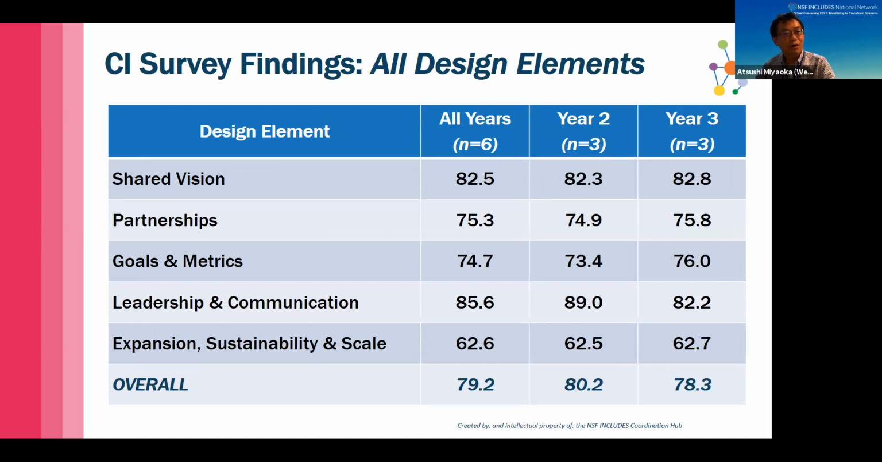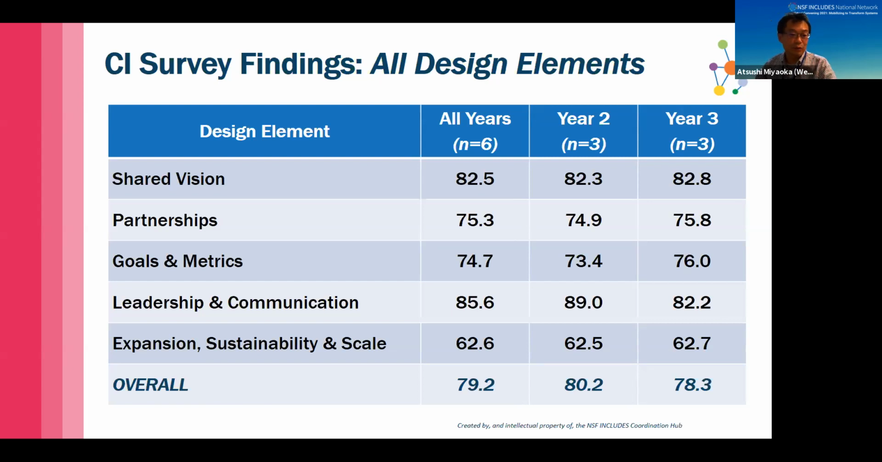To sum up what we observed from the project level analysis, we listed the scores at the element level here. The scores range from 60.6 to 85.6 on a scale of 1 to 100. The scores are highest for leadership and communication and shared vision, and the scores are lowest for expansion, sustainability, and scale. In thinking about project cycle, the variance of these scores makes sense.